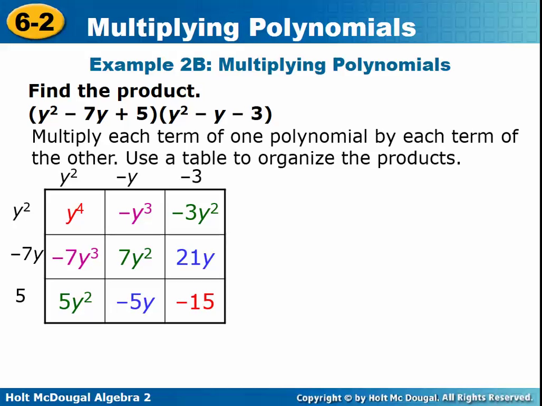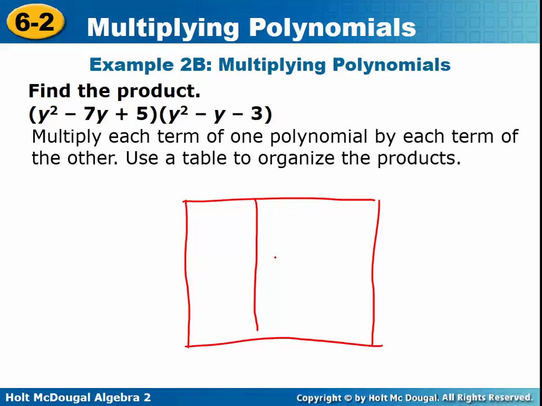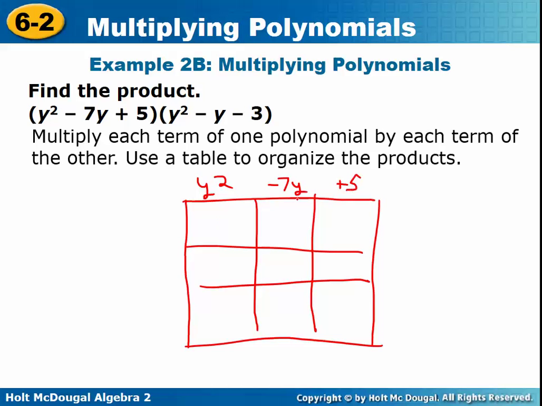So what you do, they already have all the answers in there. What you do is you need 3 terms by 3 terms. So I need a table that has 3 columns and 3 rows. And then up above here, I would write one of the terms. It doesn't matter which one you put where. And on the side, I will put the other polynomial.